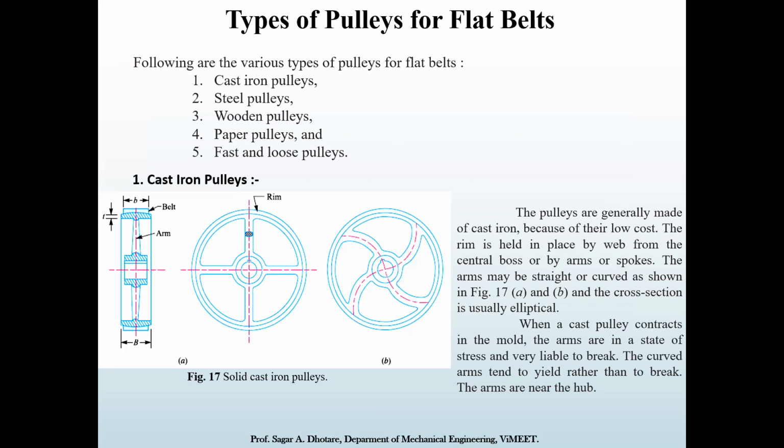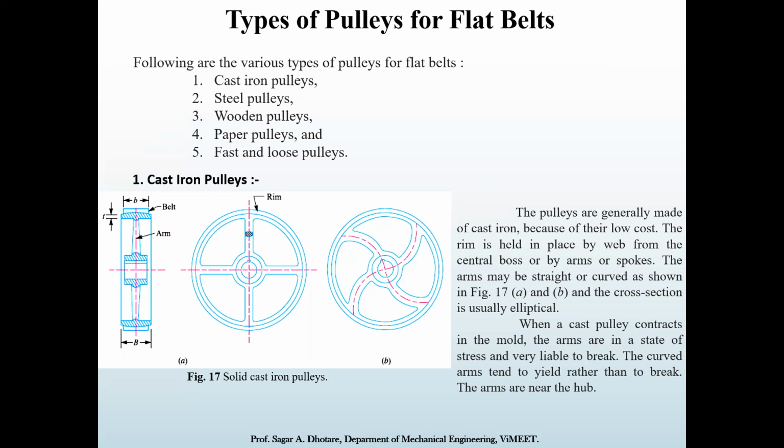The rim is held in place by the central boss, which is shown in the figure, by arms or spokes. We can say arms or spokes. So the middle one is called a boss, and the outer one is called a rim, which is connected by the arms, or you can say spokes, as shown in the figure.